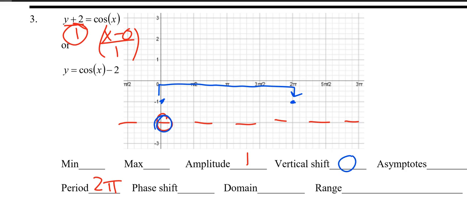Sorry, I did that backwards. 0 should be my phase shift. 2 should be my vertical, or negative 2, I should say. So that's the point 0, negative 2.